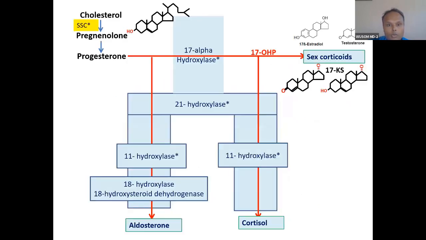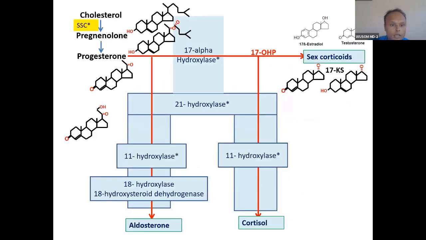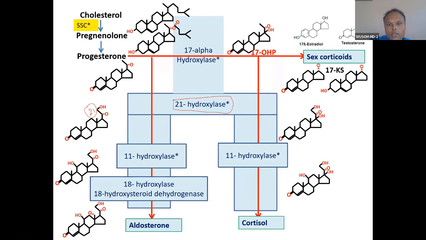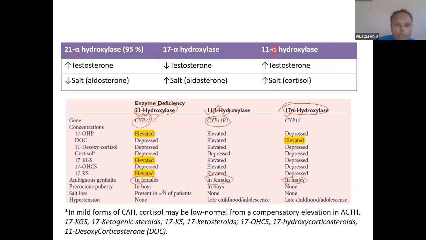Why? I will tell you. This is a side chain. The 21st carbon is a side chain, and alpha and beta happen only in a ring, therefore you cannot write alpha or beta. So this is plain 21 hydroxylase, this is 11 beta, and this is 17 alpha. Remember: 21 hydroxylase deficiency, 17 alpha hydroxylase.